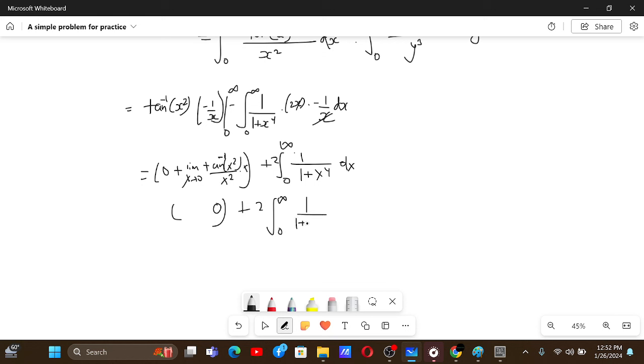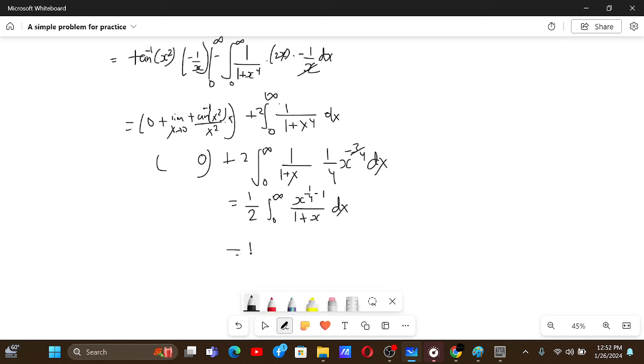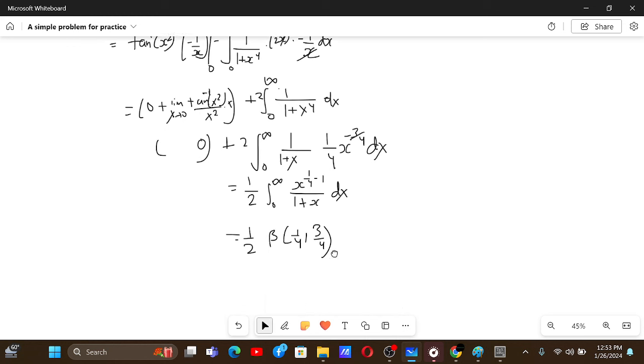Now we can solve this using the beta gamma function. 1 by 1 plus x, and over here we will have 1 by 4 x to the power minus 3 by 4 dx. Basically you can substitute x to the power 4 as y, and again make y as x. So that's what I have done here. And now this will be 1 by 2 integral from 0 to infinity of x to the power 1 by 4 minus 1 by 1 plus x dx. And now this is just the beta function of 1 by 4, and 1 minus 1 by 4 is 3 by 4.